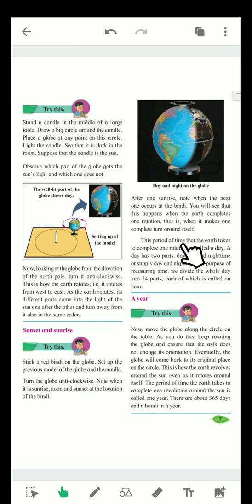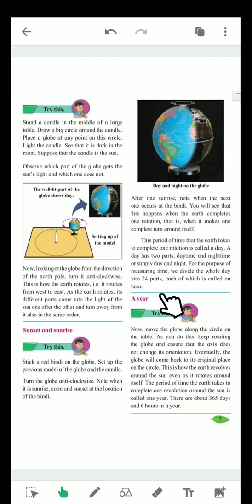The period of time that the earth takes to complete one rotation is called a day. A day has two parts: daytime and night time, or simply day and night. For the purpose of measuring time, we divided the whole day into 24 parts, which we call hours. Do you understand?